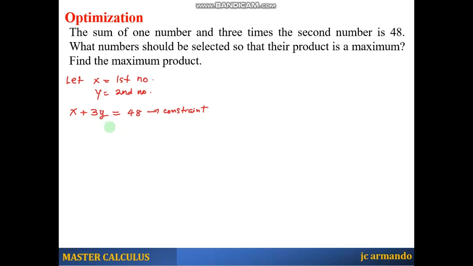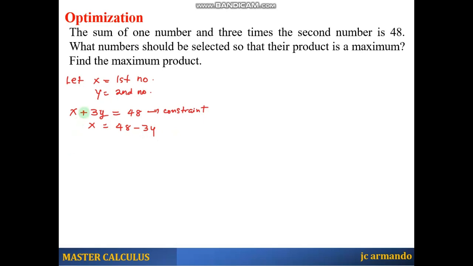Pero para magamit natin yung optimization, dapat one variable only. So express natin to as one variable. So we solve for x in terms of the other variable. Pwedeng mas maganda yung x na lang kasi may 3 doon para hindi tayo magka-fraction. So 48 minus 3y. So ito yung constraint din natin. X equals 48 minus 3y.